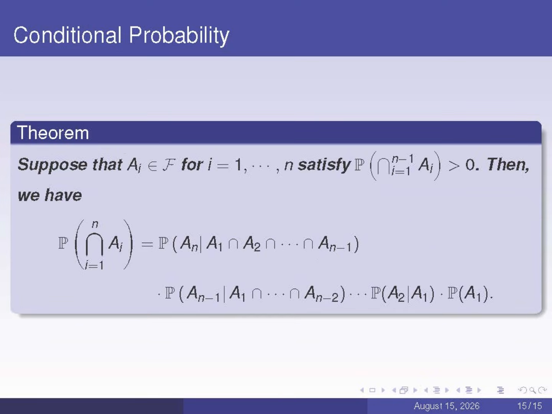This theorem states the multiplication rule for computing the simultaneous occurrence of n events using conditional probability. Its proof can be completed by mathematical induction and the multiplication rule for the simultaneous occurrence of two events.